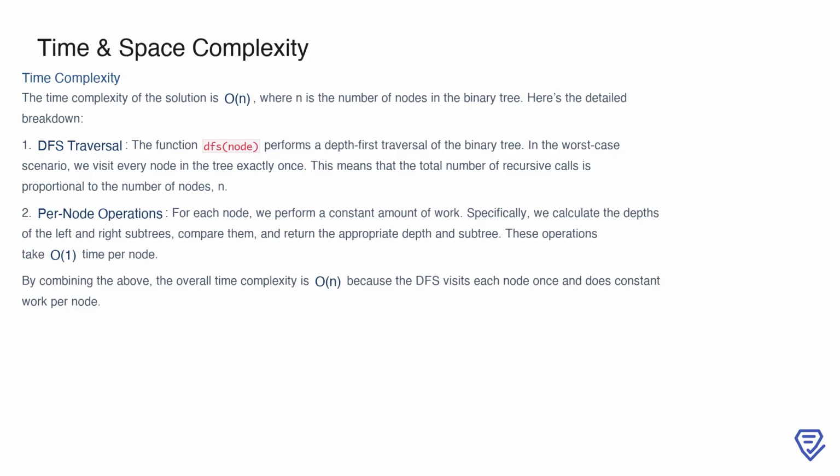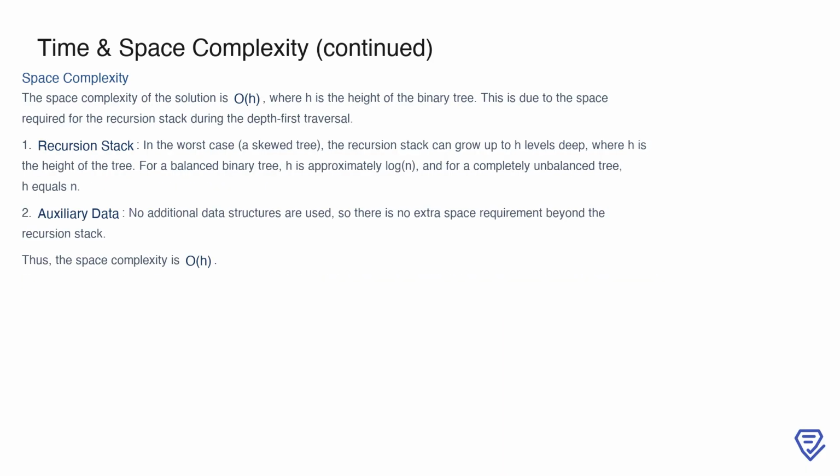The space complexity of the solution is O(h), where h is the height of the binary tree. This arises from the space used by the recursion stack during the depth-first traversal. In the worst case, such as in a completely skewed tree, the recursion stack can grow to a depth of h, which equals the height of the tree. For a balanced binary tree, this height is approximately log n, while for an unbalanced binary tree, h can be as large as n. Unlike some approaches, this solution does not use any additional data structures beyond the recursion stack, meaning there's no extra memory overhead beyond the stack itself. Therefore, the space complexity is determined solely by the tree height, making it O(h).